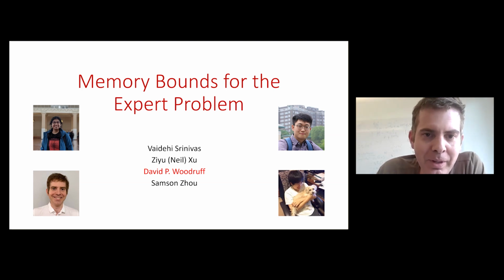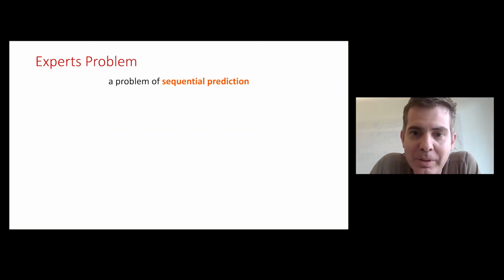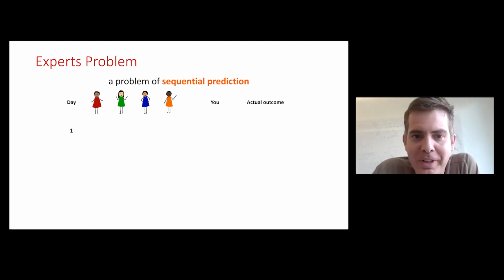Okay, so, what is the experts problem? This is a problem of sequential prediction. You have a bunch of experts. They don't need to be experts. They're just people with opinions. And you have days. So on the first day, maybe you're trying to predict weather.